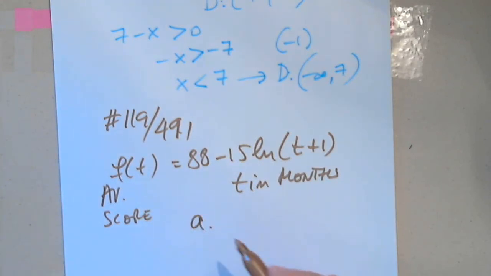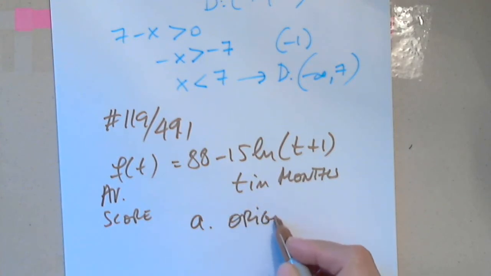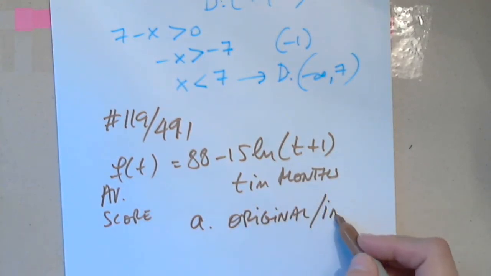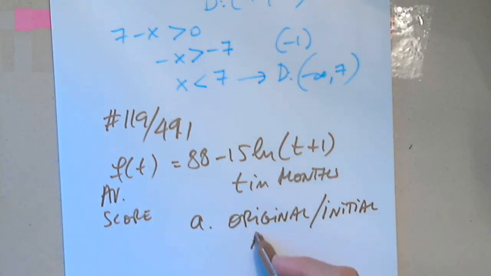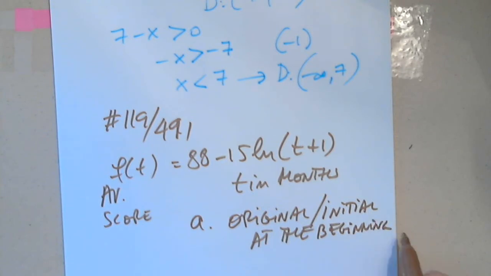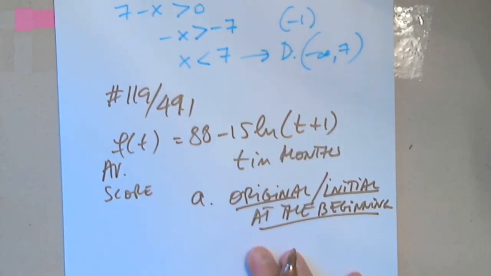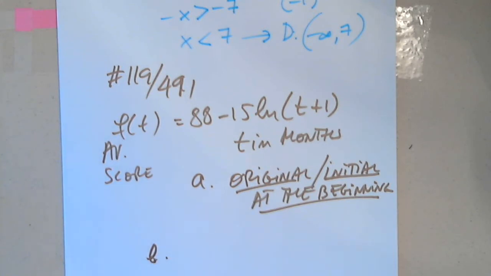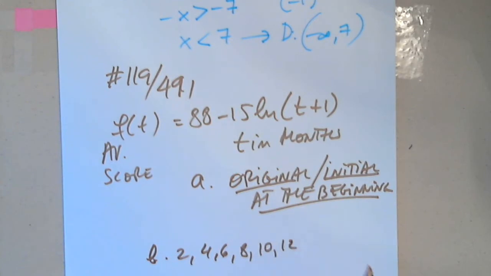Part A. What was the average score on the original, initial, at the beginning? All these mean the same thing. And then in part B, they want what was the average score after 2 months, 4 months, 6 months, 8 months, 10 months, and 12 months. And then sketch the graph and describe what the graph indicates in terms of the material retained. Okay, so this is very clear.